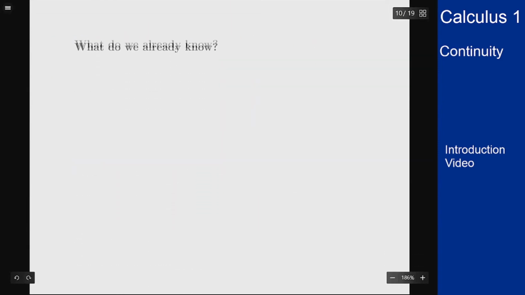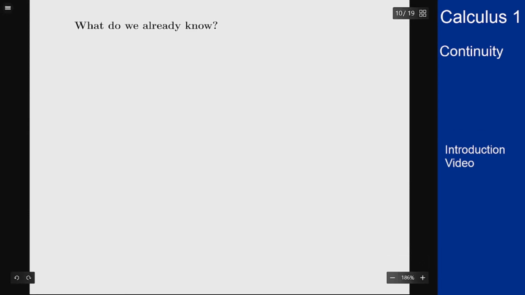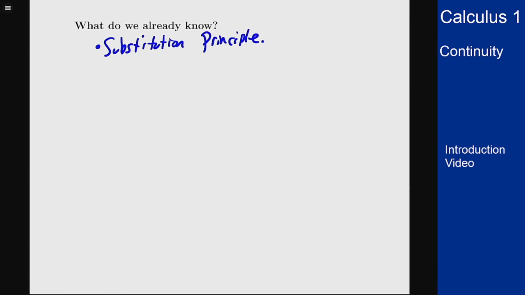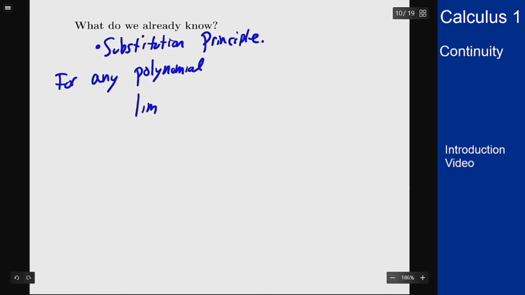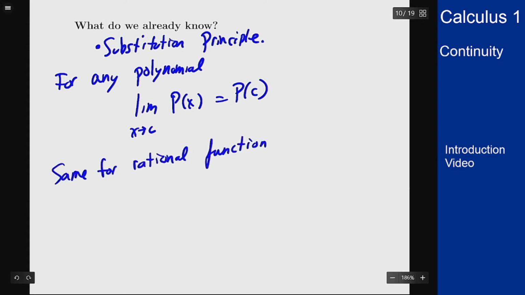Now, what do I know about continuous functions? Well, I already know that some functions are continuous. We already have this substitution principle from doing limits before. This told us that, for instance, for any polynomial, the limit as x goes to c of p of x could be found just by plugging in the values to the polynomial. And the same went for any rational function, provided the denominator was not 0. So what we have from this is that these functions are all continuous.